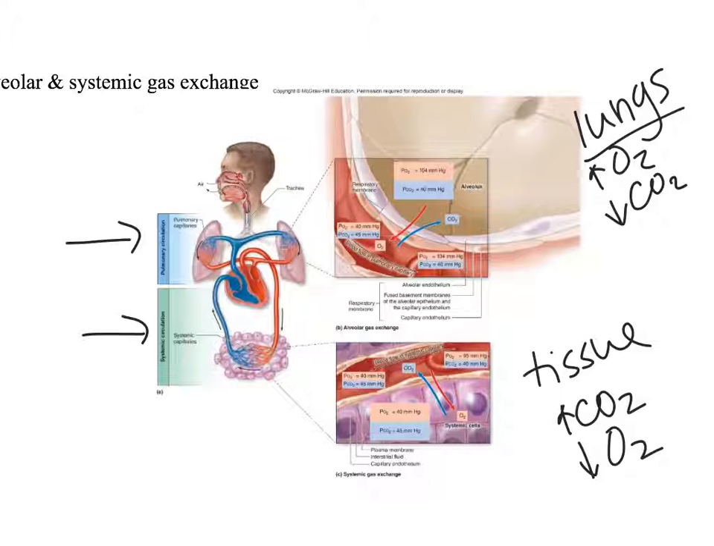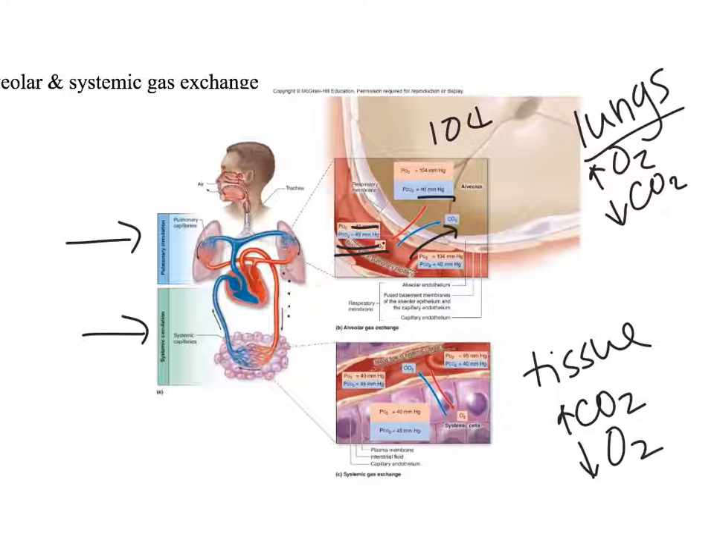So here are the numbers. PO2 in the lungs is 104. PO2 in the blood is only 40. So that means the oxygen's going to go this way. Carbon dioxide in the blood is 45, but in the lungs it's only 40. So that means carbon dioxide is going to go that way.